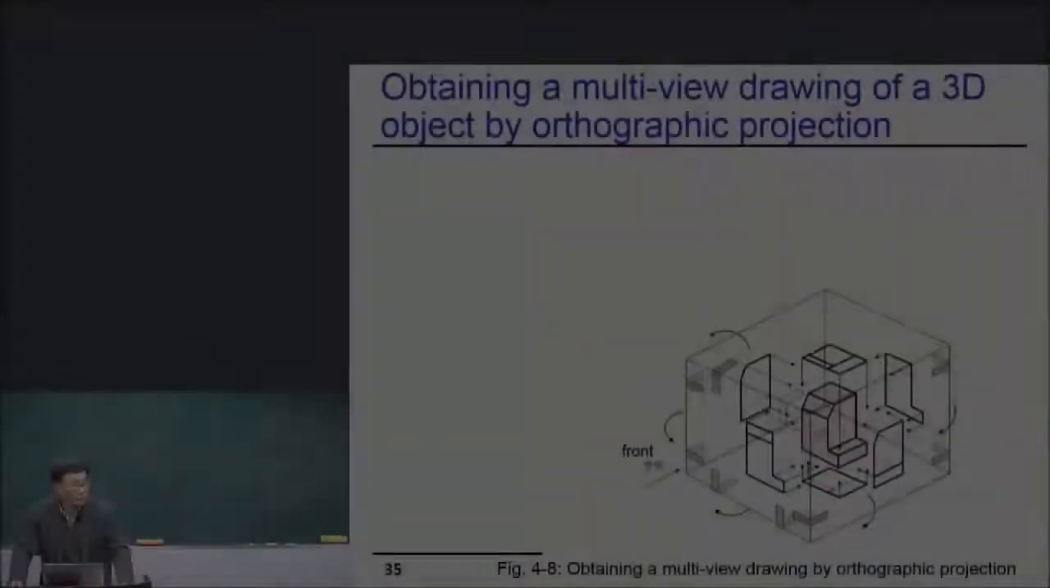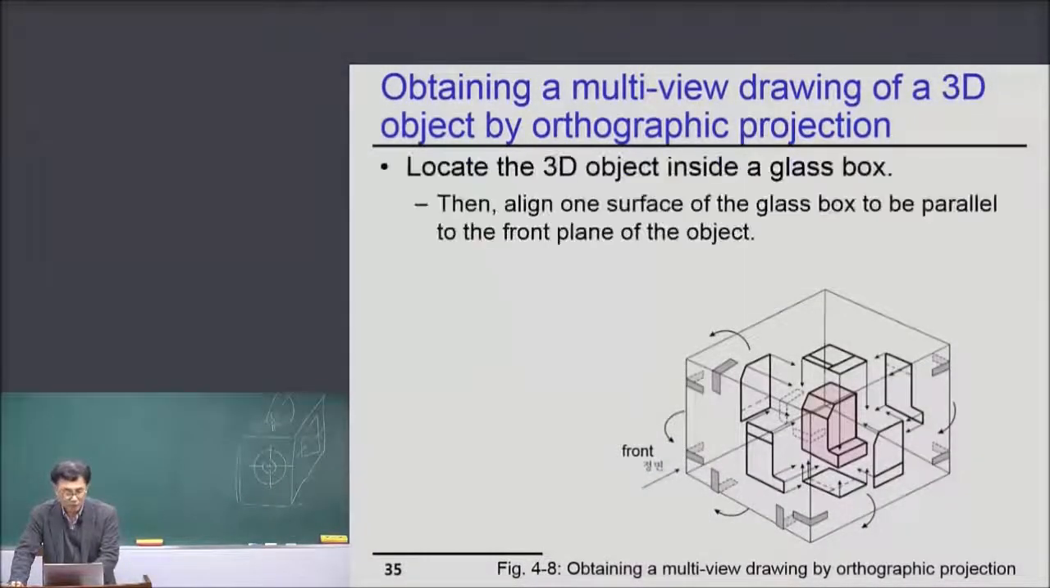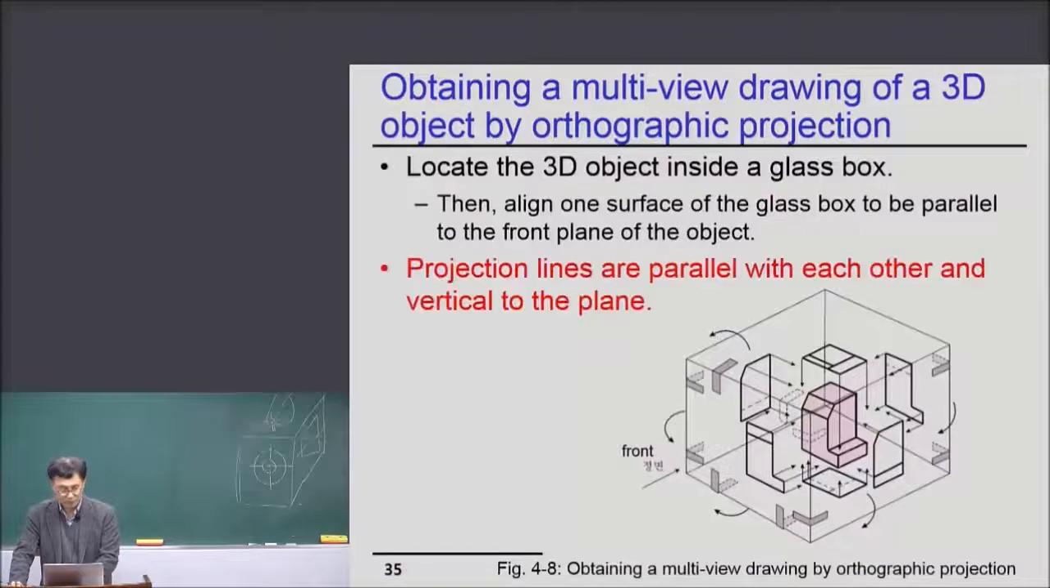All right. Now I'm going to summarize. Locate the 3D object inside the glass box, then align one surface of the glass box to be parallel to the front plane of the object. Projection lines are parallel with each other and vertical to the plane, which means that this is also orthographic projection.